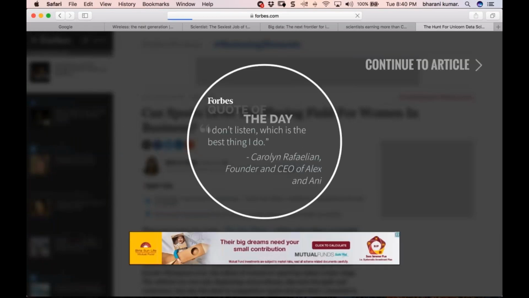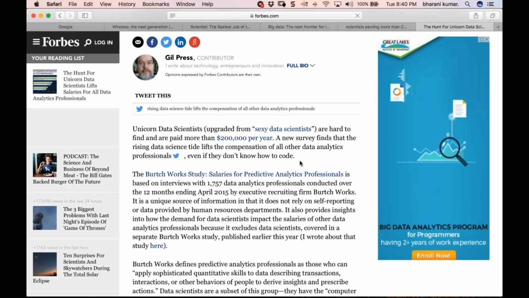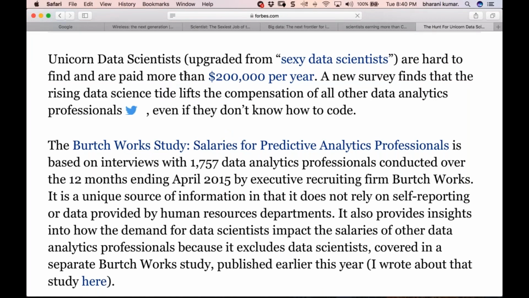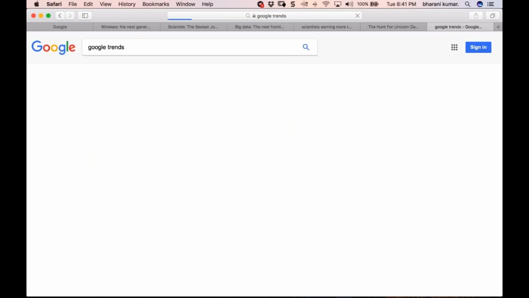Okay, I have to wait here until that unicorn data scientists are hard to find and they are paid more than $200,000 per year, even if they don't know how to code. Very, very important. Even if they don't know how to code. Okay. And you can also do this. You need not trust me. Okay. You can just do a Google search.